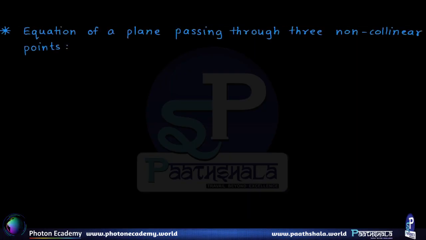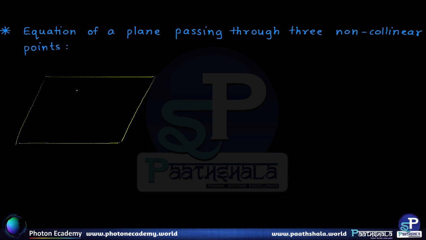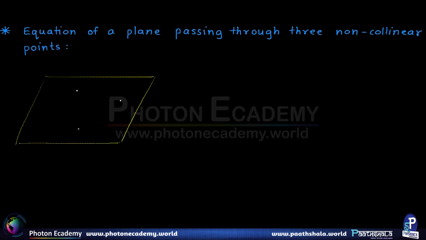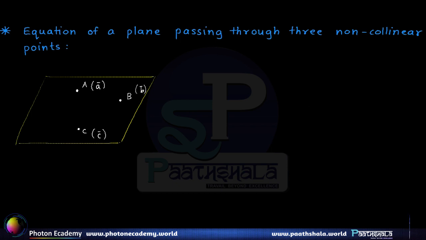Now we see how to find the equation of a plane passing through three given non-collinear points. Let us imagine that there is a plane and we are given three non-collinear points. Let us call them A, B and C with their position vectors as A bar, B bar and C bar respectively. Of course these are required to be non-collinear, because if they are collinear then there will be infinitely many planes passing through them.